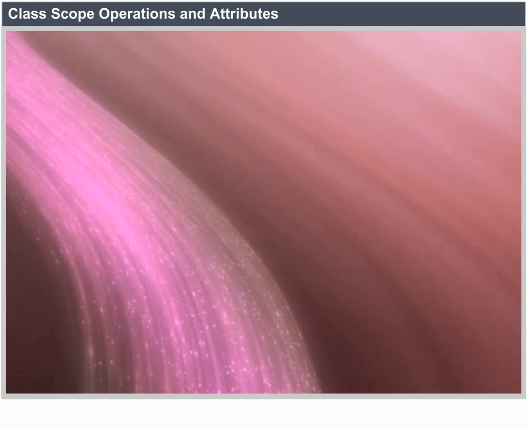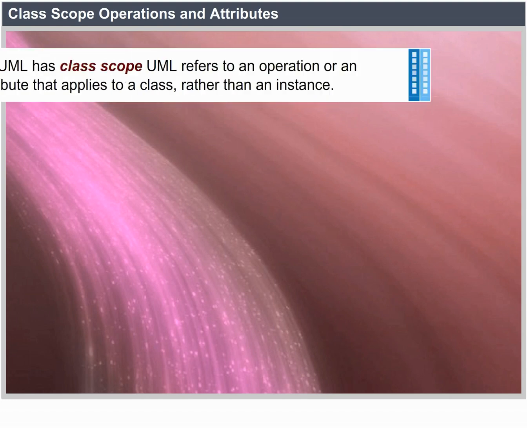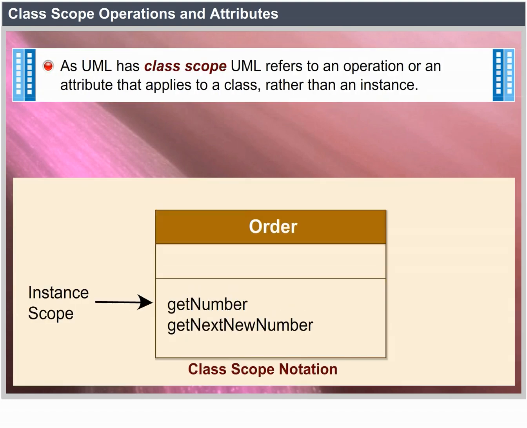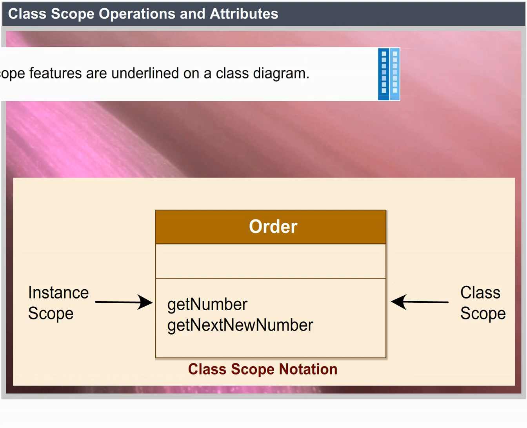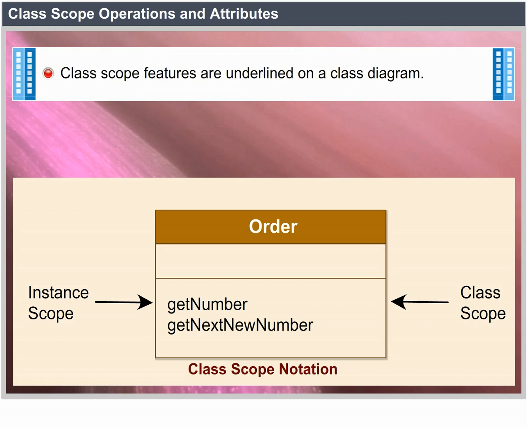Class scope operations and attributes. UML has class scope, which refers to an operation or an attribute that applies to a class rather than an instance. This is equivalent to static members in C++ or Java and to class variables and methods in Smalltalk. Class scope features are underlined on a class diagram.